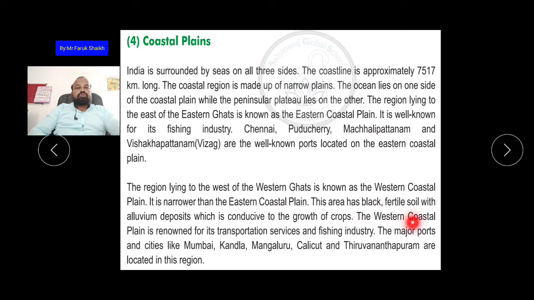The western coastal plain is renowned for its transportation service and fishing industries. The major ports and cities like Mumbai, Kandla, Mangaluru, Calicut, and Thiruvananthapuram are located in this region. All these ports are located in this region: Mumbai, Kandla, Mangaluru, Calicut, and Thiruvananthapuram.